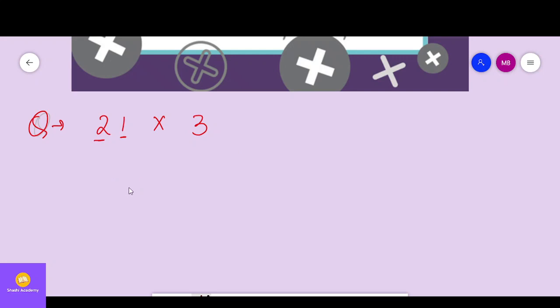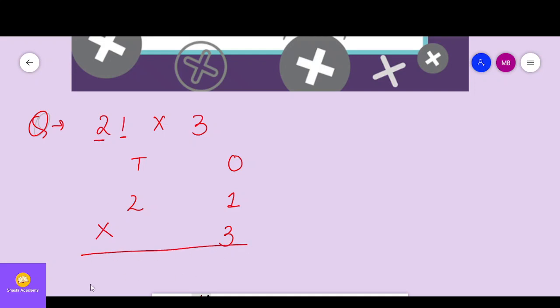So first of all we will write the place values, that is tens and ones. We will write 21 like this, that 2 is at the tens place and 1 is at the ones place. Then we will write 3 under 21 in the second row, and 3 only has one digit, so it is at the ones place. We will write it like this and then we will put a multiplication sign.